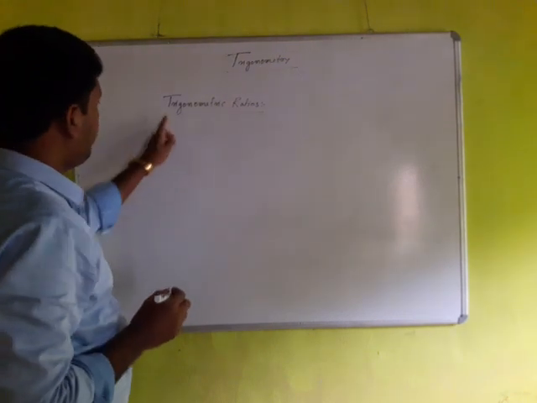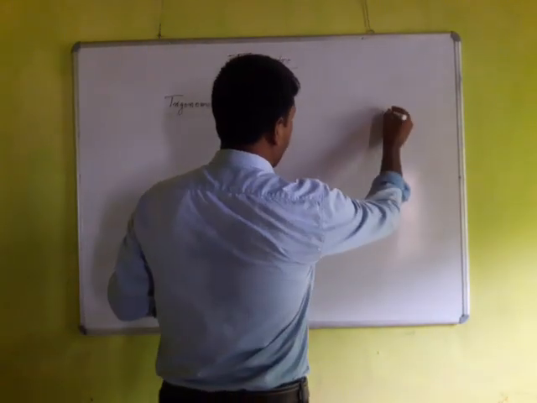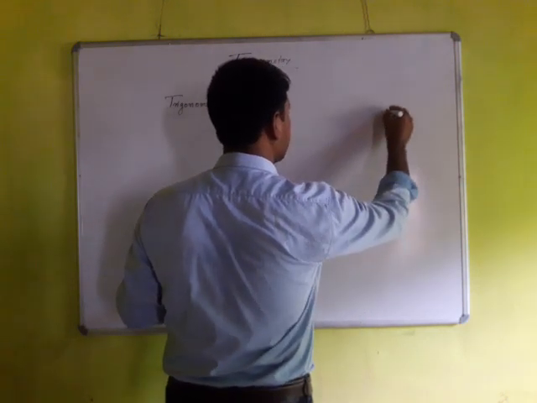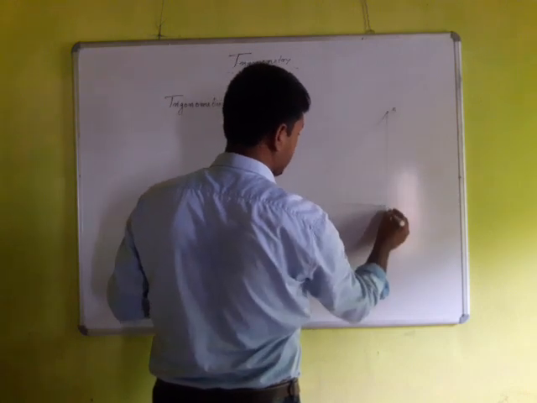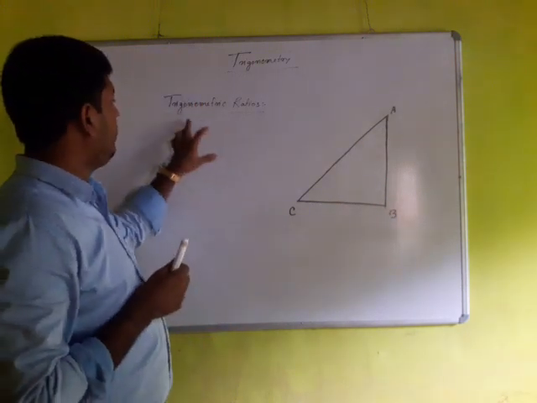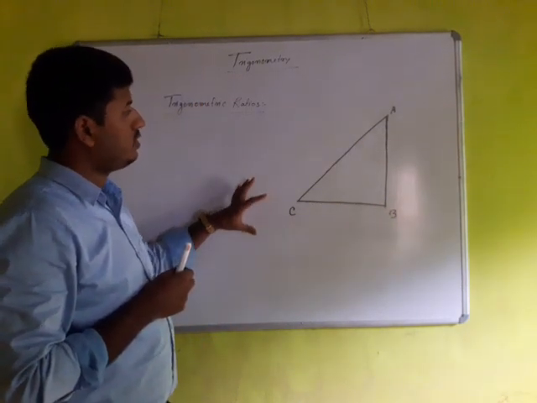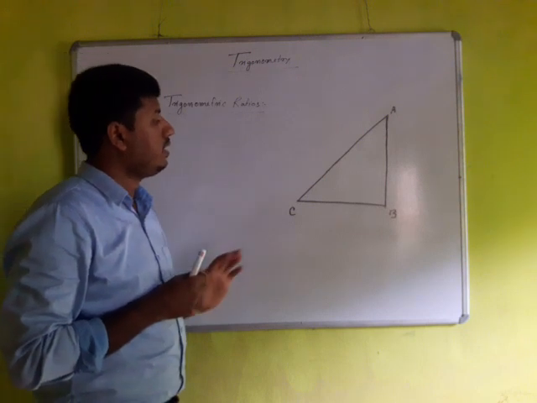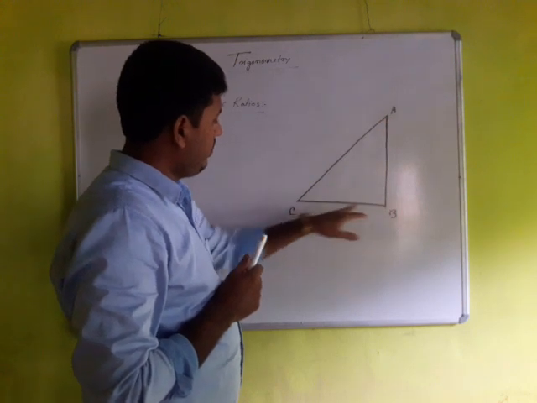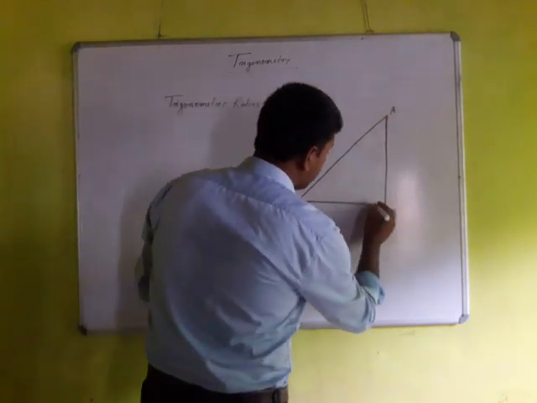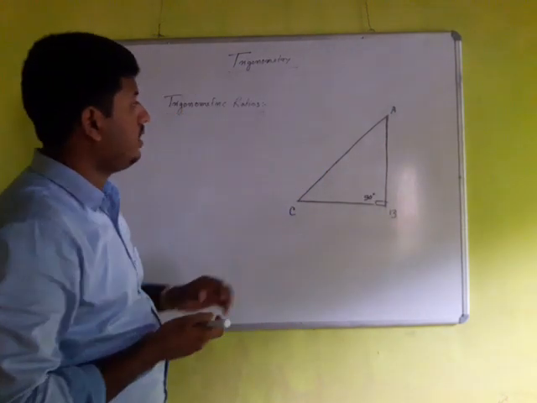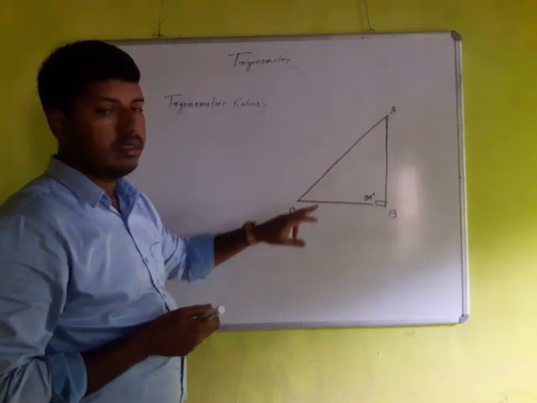Before going to start trigonometric ratios, we have to draw a right angle triangle. So mainly six ratios are there: sine, cosine, tangent, cotangent, secant and cosecant. So if we draw a right angle triangle ABC, right angled at B, then with respect to any acute angle, that is either A or C, we will get six ratios.